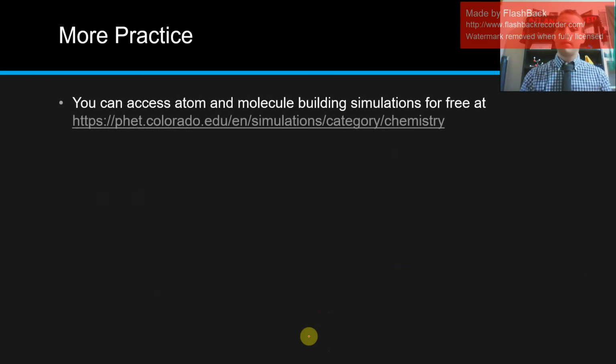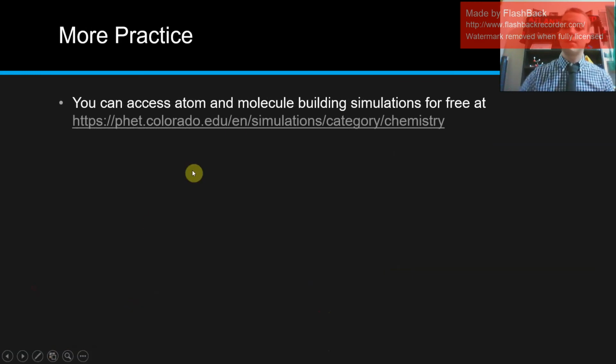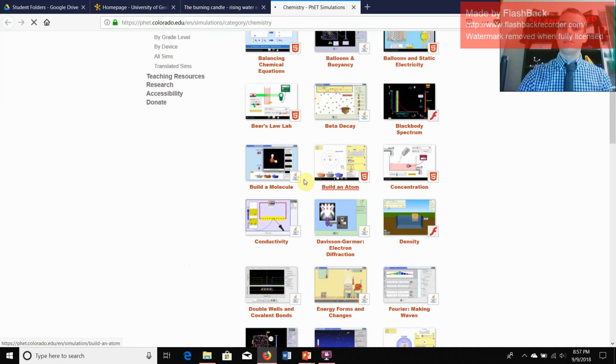So, should you want more practice, you can go and use PhET's simulations. Follow this link right here. And they have 2 different simulations, build a molecule, build an atom, both of which are really good tools to help understand what we just learned today and give you hands-on experience working with it.